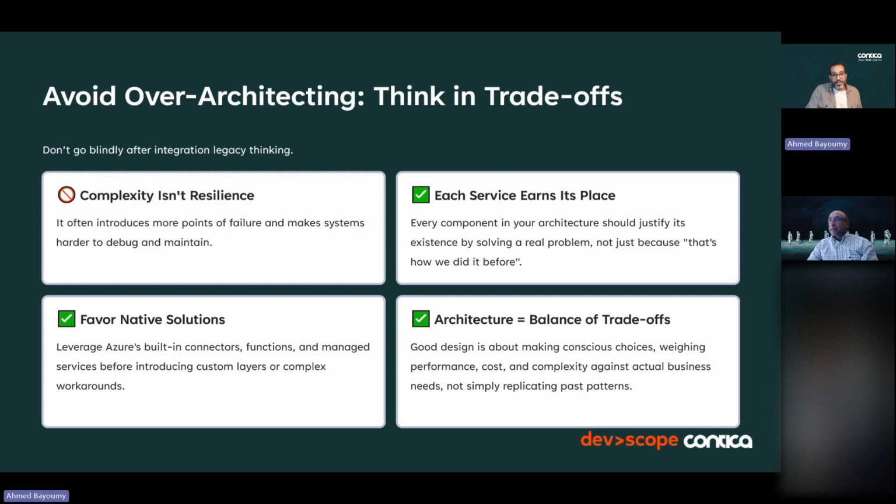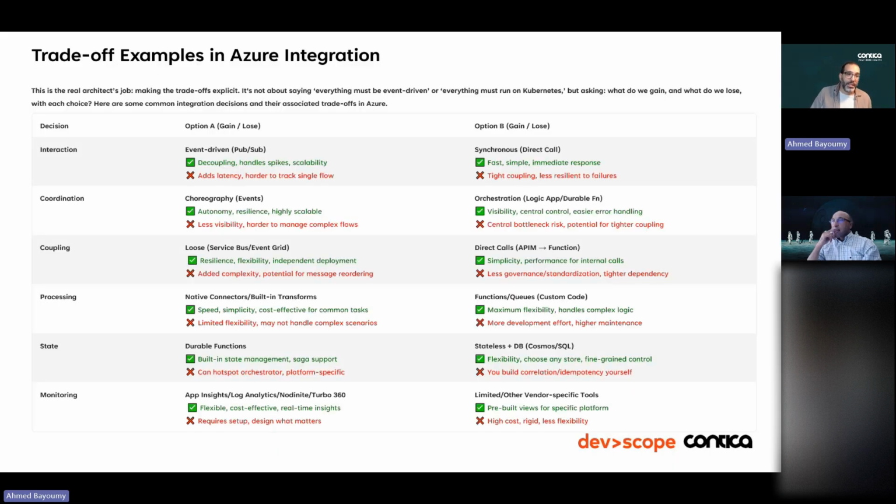Exactly, as you're saying, you summoned this slide also: we need to favor the native solutions. Each service has to earn its place, and the architecture has to have balanced trade-offs. But I understand that some of the people here maybe don't get what we mean by trade-offs, and we don't have much time to go through all of it, so we'll just hover on top of this from a higher perspective.